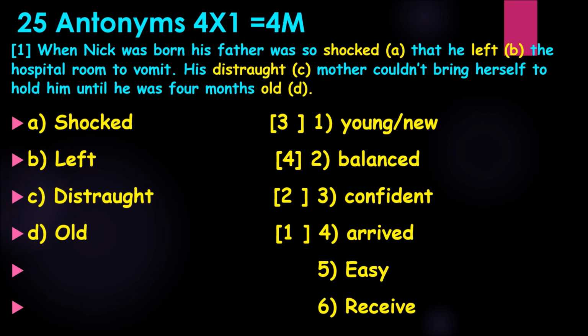So this is how you have to write. You have to write the word A and the corresponding number against that letter. A and 3, B 4, C 2, D 1. This is how you have to answer in the question paper. You have to write in the answer paper.